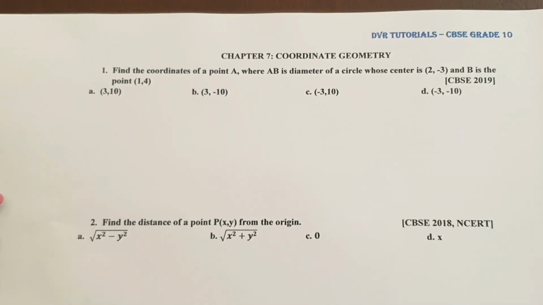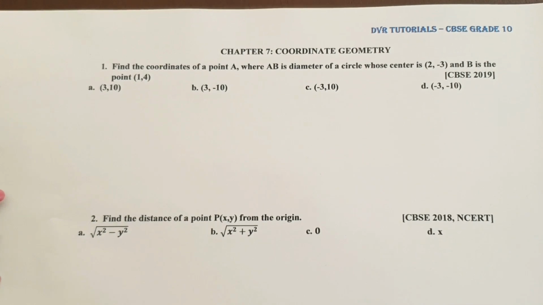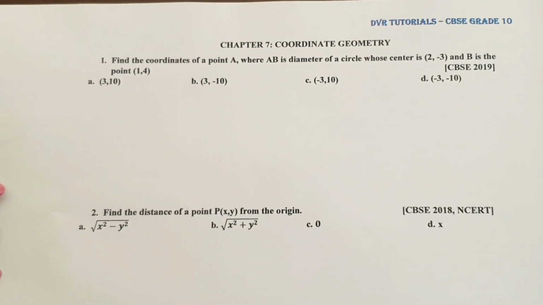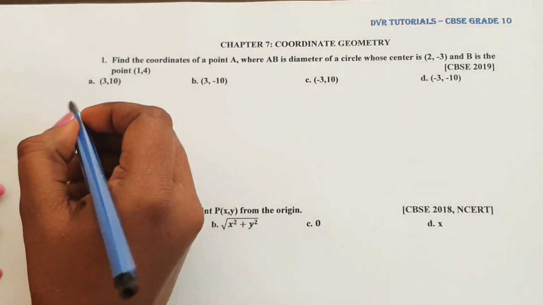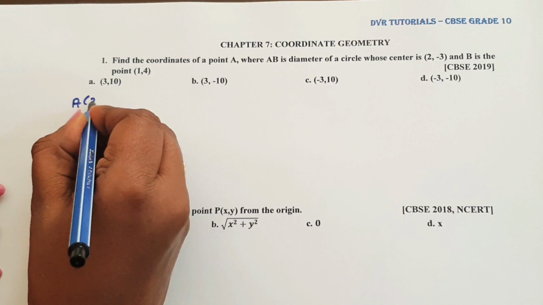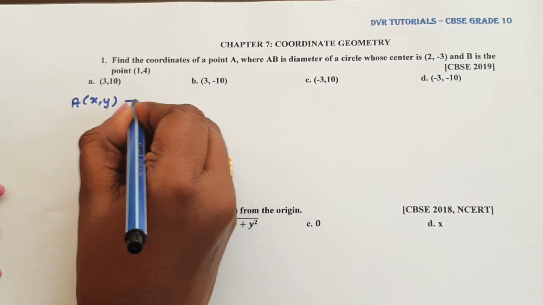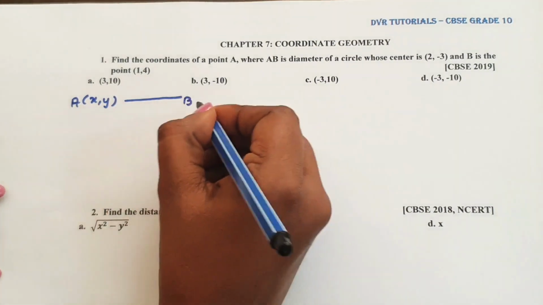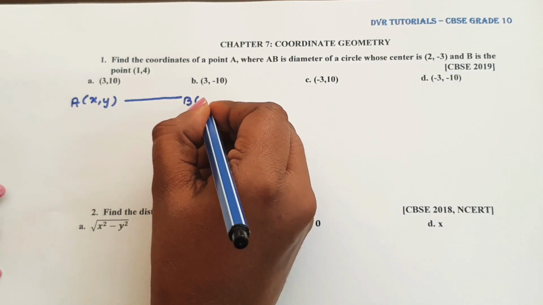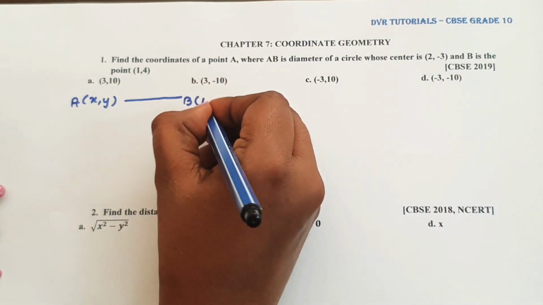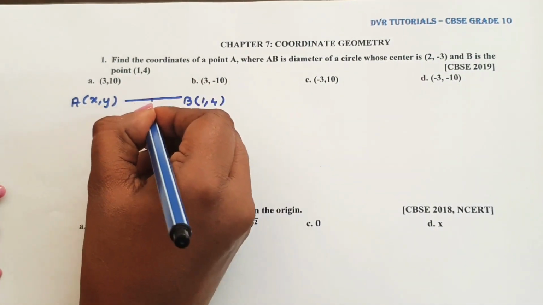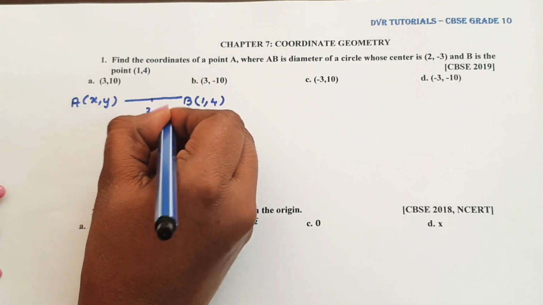Let's start the MCQs. The first question is, find the coordinates of a point A where AB is diameter of a circle whose center is (2, -3) and B is the point (1, 4). So A we don't know. Let's write it as (x, y). AB is the diameter. So what is the value of B? B is (1, 4), and the center is (2, -3).